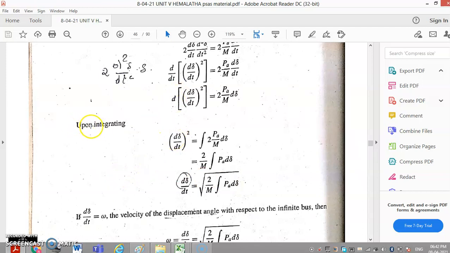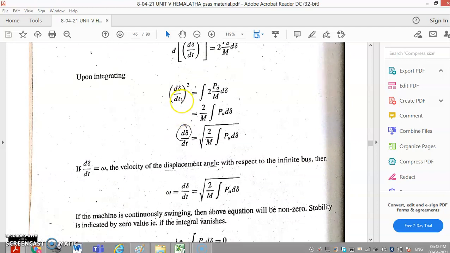When we integrate the first time, this will get cancelled. So (d delta divided by dt) square is equal to the integration of 2 into Pa by m into d delta. Here 2 by m is nothing but a constant, so we take it outside: 2 by m integration of Pa into d delta. Taking the square root, this becomes d delta divided by dt, which is equal to root of 2 by m into integration of Pa into d delta.